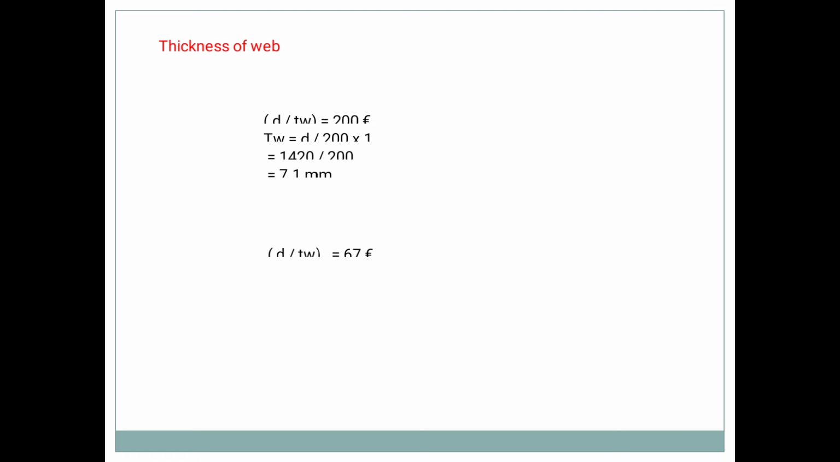Then d by tw is equal to 67 epsilon. So tw is equal to d divided by 67. We find this tw is equal to 1420 divided by 67, which is equal to 21.2 mm. This is the thickness of web value. So adopt a 20 mm thick and 1420 mm deep web.